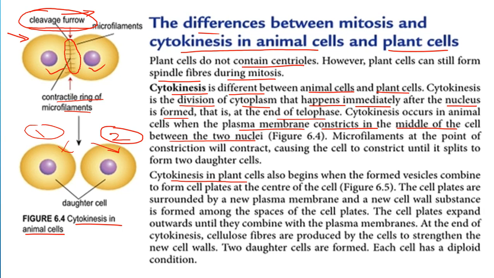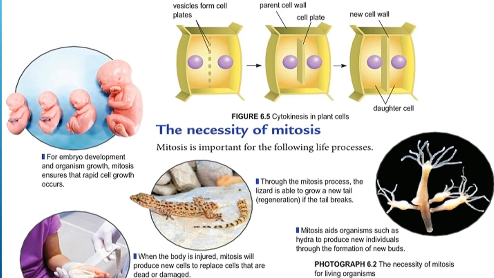Untuk cytokinesis dalam plant, okay, dia begins when they form a vesicle combine to form cell plates at the center of the cell. Okay, center of the cell. Here, this is the vesicle. Nampak? Ni vesicle. So dia akan at the center of the cell dia akan form cell plate. So this is cell plate here.